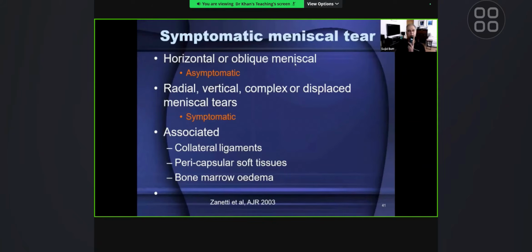The horizontal or oblique meniscal degenerations or tears can be asymptomatic because they tend to happen in elderly patients. They have some pains, but not too bad, and they can carry on. The radial, the vertical, the complex or displaced meniscal tears are usually symptomatic, and they would result in the clinical syndrome that we mentioned earlier in terms of painful locking, clicking knee joints. Of course, if the horizontal or oblique shaped meniscal tear is accompanied by injury to the collateral ligaments or pericapsular soft tissues or bone marrow edema, then they would have symptoms more readily.